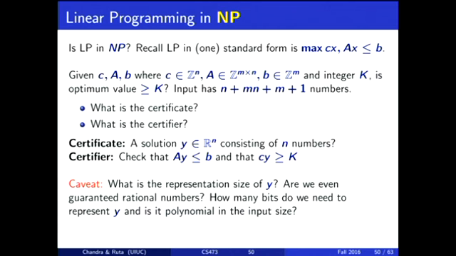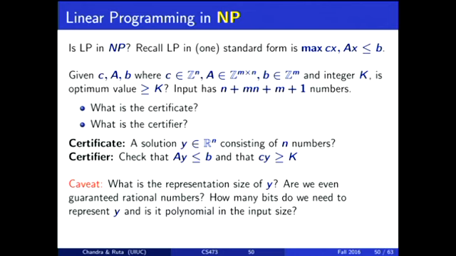How can I convince you that there is a solution of value at least K? Easy, right? I give you a solution, x star. You check: is it satisfying all the inequalities? Good, it is feasible. Is its value at least K? C1 x1 plus C2 x2 plus C3 x3 plus up to Cn xn is greater than or equal to K. Happy? It's in NP.